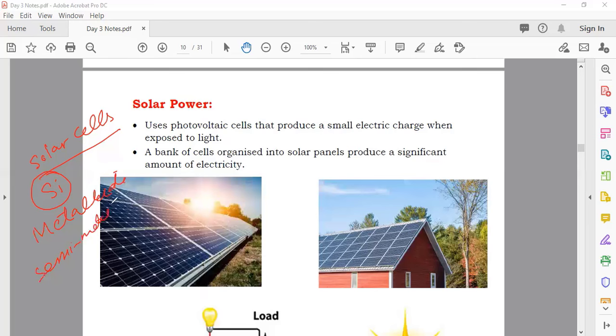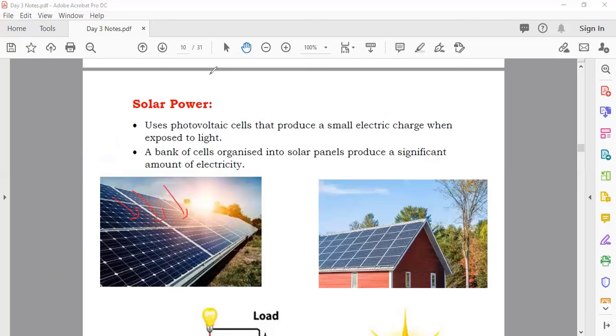In chemistry, you have these semi-metals. Metalloids mean elements which have properties of metals as well as non-metals. Silicon and germanium are semi-metals. So solar cells are mainly made of silicon, and when light falls on these solar plates, they convert it into electricity.